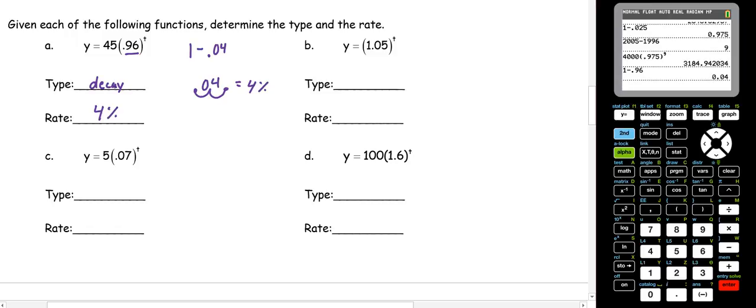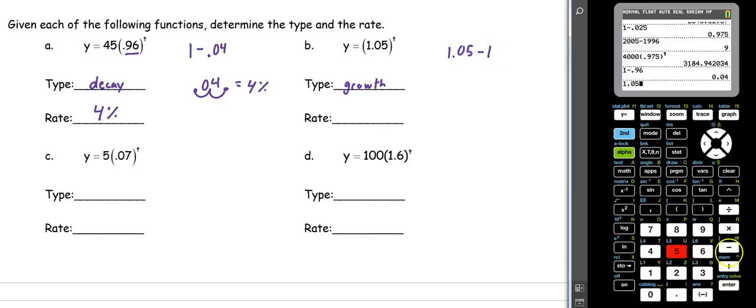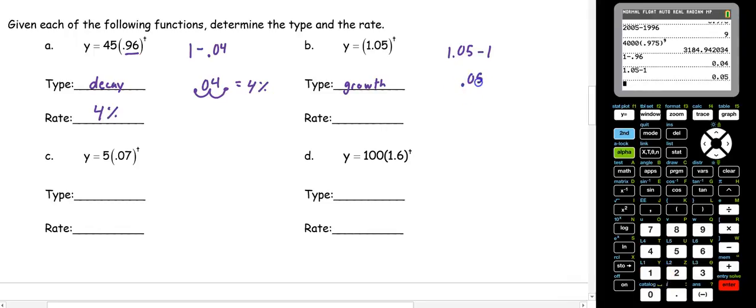Number 5, y equals 1.05 to the t. So this time it's greater than 1, so it's a growth. So to find my rate, I'm going to do the opposite because it's bigger than 1, so I want to know what I added. So I'm going to subtract 1.05 minus 1. That gets me 0.05. Move my decimal 2 places to the right. So my rate would be 5%.